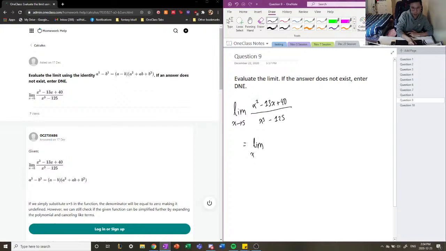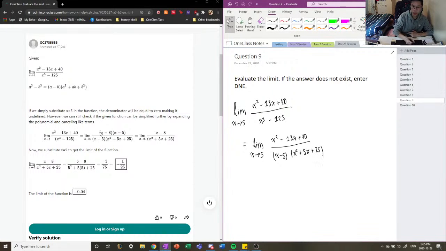So this is equal to the limit as x approaches 5. If we use the sum of cubes here, we know that the denominator can be alternatively written as x minus 5 times x squared plus 5x plus 25. We can alternatively write our denominator as this. Next, we can factor the top. I believe it's factorable, right? So x squared minus 13x plus 40 is also equal to x minus 8 times x minus 5.